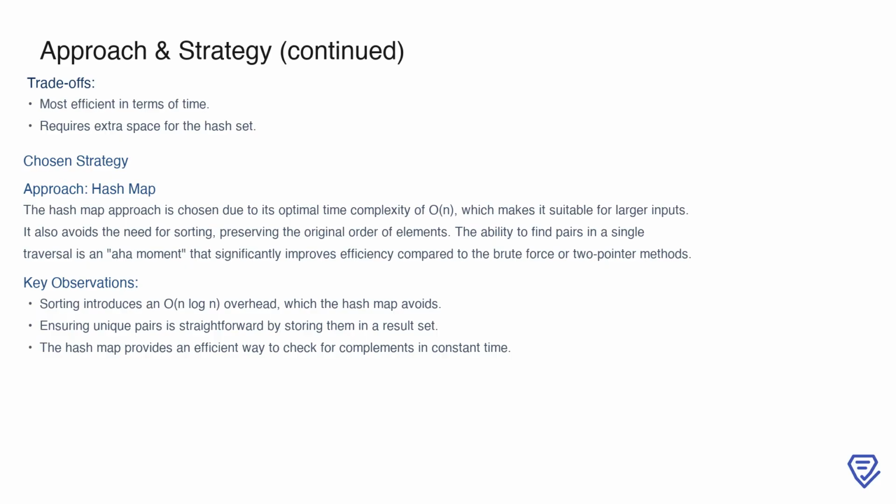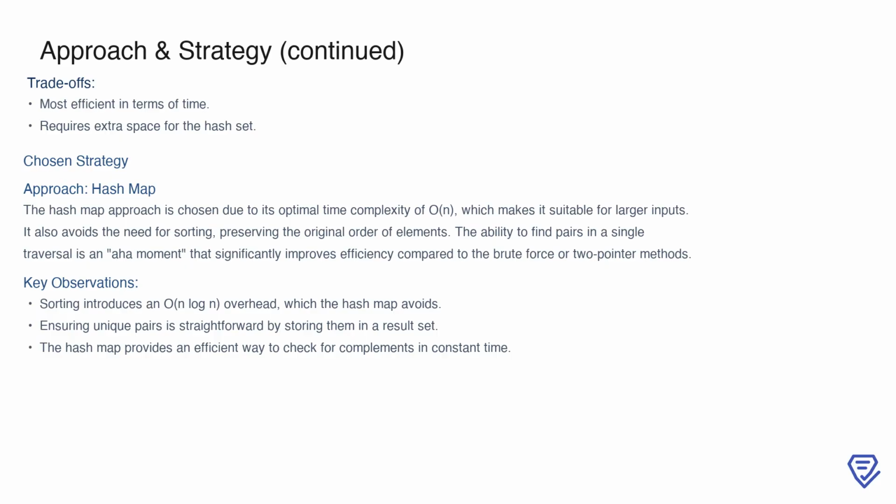Among the approaches discussed, the hash map strategy stands out as the optimal solution for this problem. Its ability to find pairs in a single traversal makes it well-suited for handling larger inputs efficiently. Unlike the two-pointer method, it avoids the overhead of sorting, which can be a significant advantage when the order of the input array needs to be preserved.